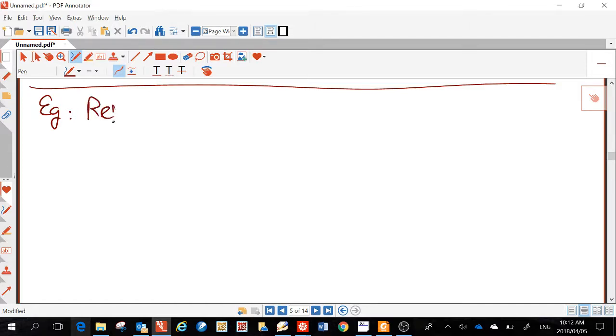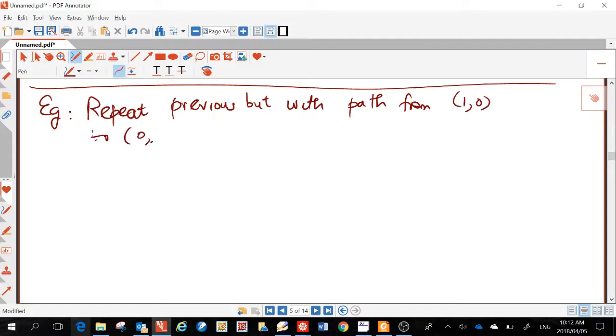Oh, so here's one more twist in the tail. Repeat previous, but with path from 1, 0 to 0, 1 to minus 1, 0. Okay, in other words, integral over gamma of 2z plus z bar dz.